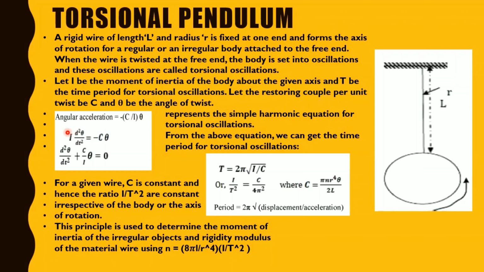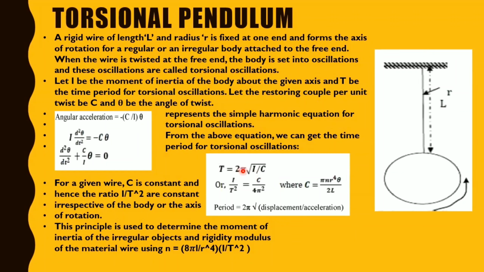Now we get I d square theta by dt square is equal to minus C theta. When we bring this I down this side, we get d square theta by dt square plus C by I theta equal to 0, which represents a simple harmonic equation for this torsional oscillation. From this equation we can simply get our time period. We know that T is equal to 2 pi root under I by C.